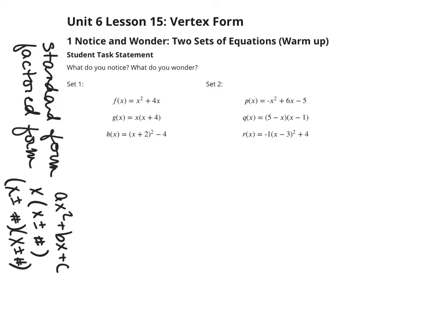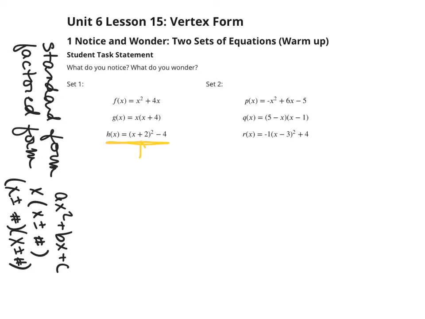In set 1, I notice that f of x is missing a constant. Okay, that's standard form without a constant. G of x is also missing a constant. It's factored form, but there is no c term. And then h of x, that's a strange formula that we haven't seen things like that yet. This right here looks new to me.